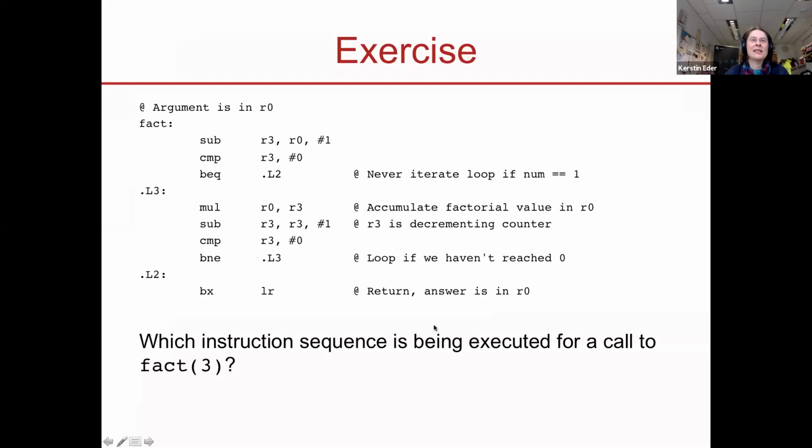And here is a little exercise now. I know you've all had lunch, so we need to get active a little bit. Let's assume the argument is in R0. We've got our code. Which instruction sequence is being executed for a call to factorial with argument 3? Can you try and have a go at this, please? Once you've got your instruction sequence, just put it into the chat window and we'll go from there. I assume everyone can see the chat window, so we'll use this for communication.